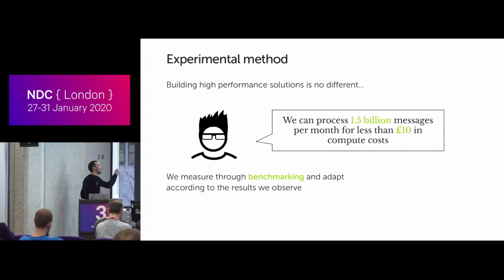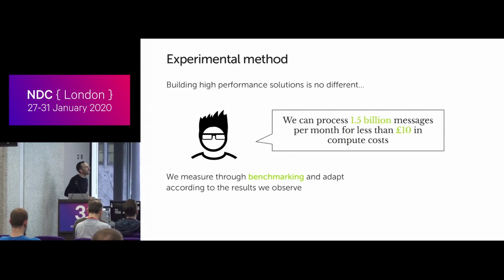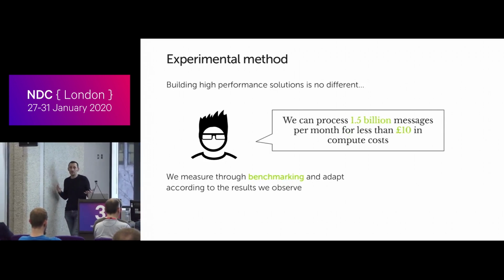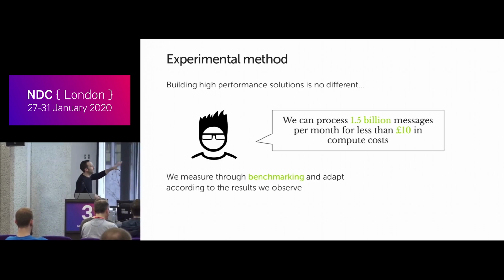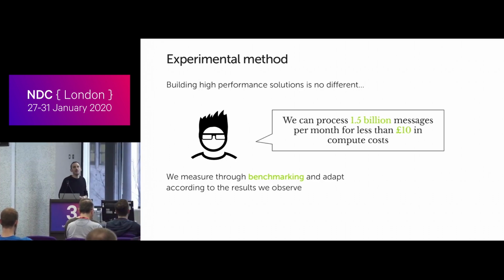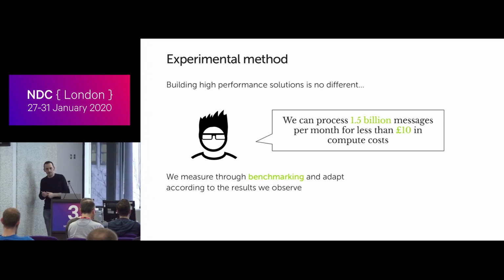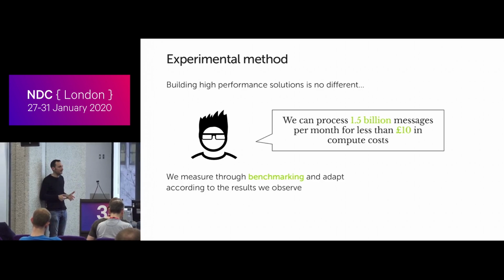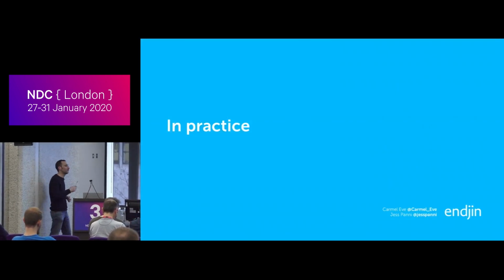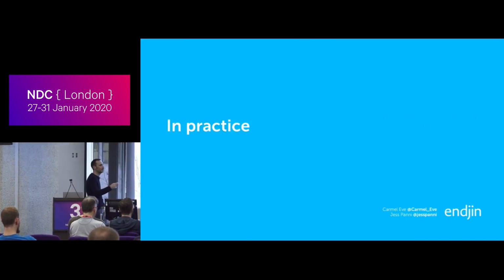So, can we process 1.5 billion messages a month for less than £10 in compute costs? Well, that's a hypothesis. Can we do it? The only way we're going to know is by trying and measuring through benchmarking and adapting according to the results we observe. It's a mindset change that I think we all need to get into as we start working in these kinds of environments. So that's the theory. I'm going to hand over to Carmel to talk through some of the practical elements.